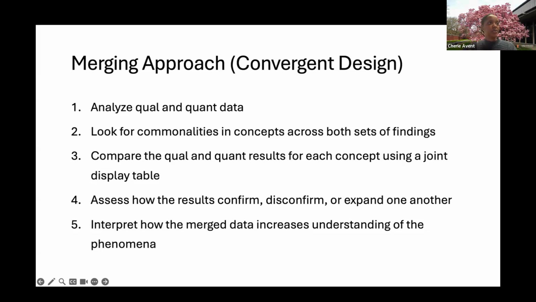In the merging approach, when we are thinking about how integration is helping us understand the new information learned, it's when looking across our findings, in both the quantitative and qualitative components, are they confirming each other? Is there disconfirming, or might we see places of expansion? By expansion, I mean there are multiple things happening and we're learning something new in addition. Then we interpret these findings based upon how the merged data increases our understanding of the phenomena.